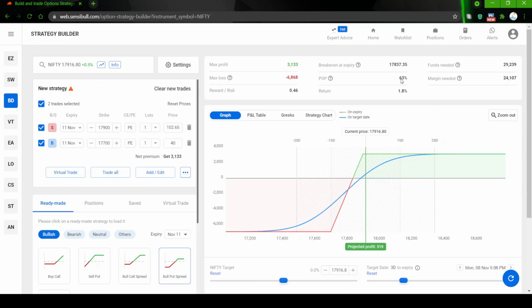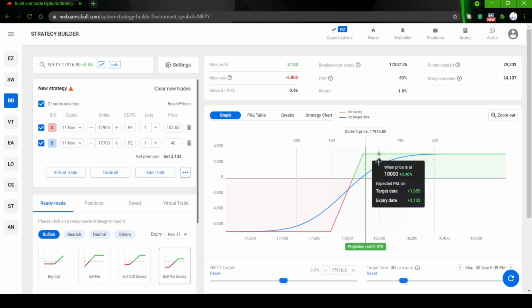But since the POP is high, many people are interested in taking the credit strategies where the risk is also defined. When you take credit strategies, any selling strategy is a credit strategy. When you sell a naked put, your downside is undefined. Now we are defining it by sacrificing some of the upside potential.